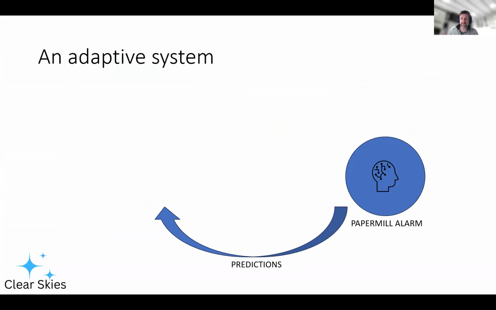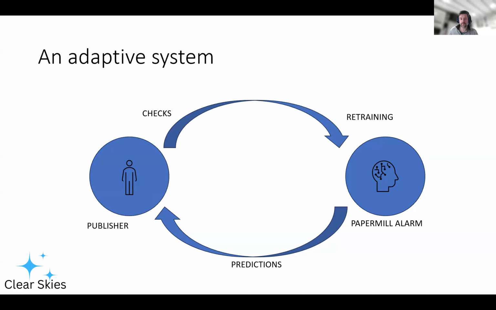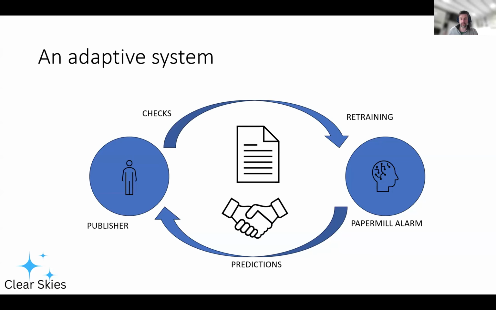But fundamentally, it's an adaptive system. So the paper mill alarm produces alerts. The publishers act on those, and they can give us feedback, or actually we can just analyze the data and work out where new signals are coming in and how to model those and respond to those properly. So this is all governed by a data sharing agreement, which means that the publisher has full control over their data and ownership of their data.